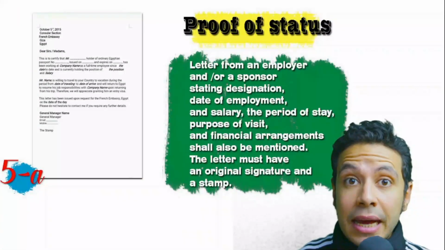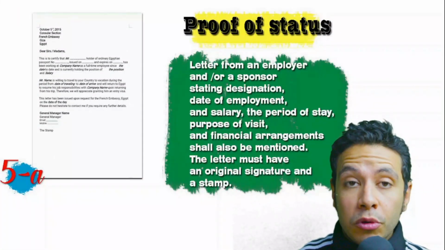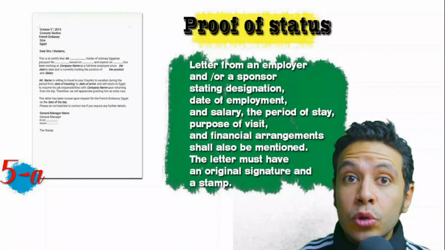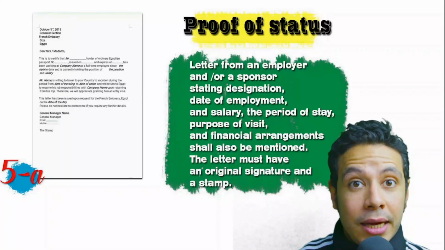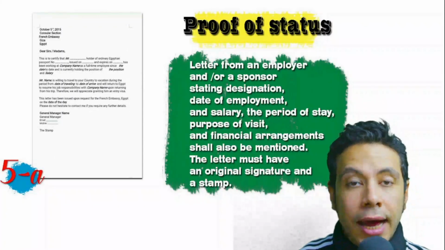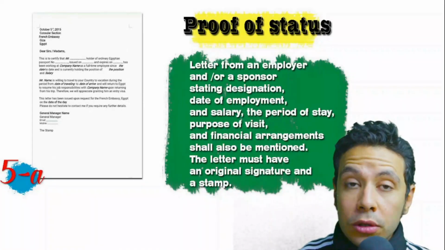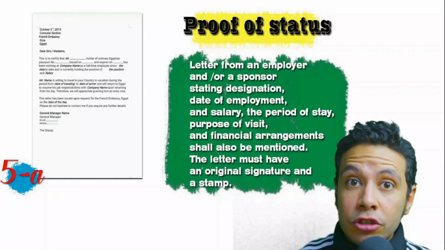In most of the visa application processes, you will be required to provide a proof of status. For example, if you are an employee, you will have to provide a letter from your employer or from your HR department mentioning your name, your work detail, and your salary. Both address and contact numbers should be mentioned also in that letter. And all letters must have an original signature and a stamp.